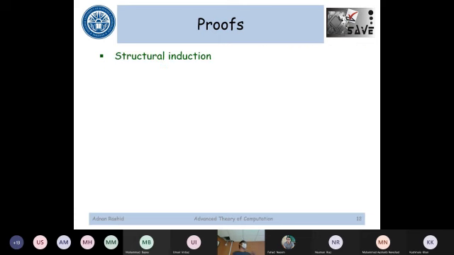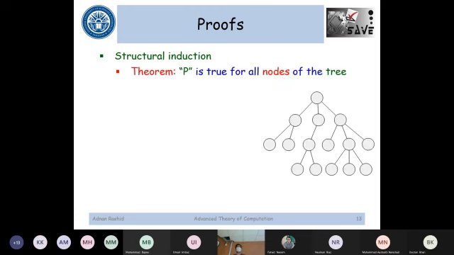And then we have finally structural induction. Structural induction is more towards graphs, guys. So we can say P is true for all nodes of a tree. We have a tree, something like this, and then you can say some property P is true for every node of the tree. This would be some sort of question for you guys. So how could you prove this using structural induction?